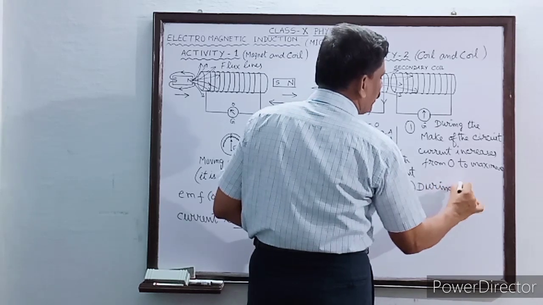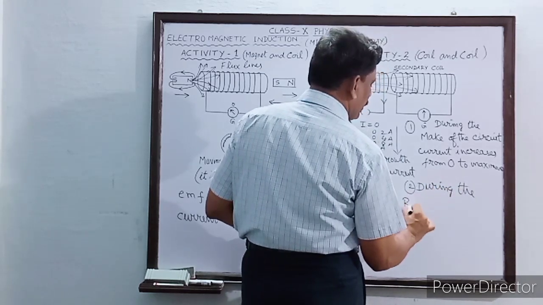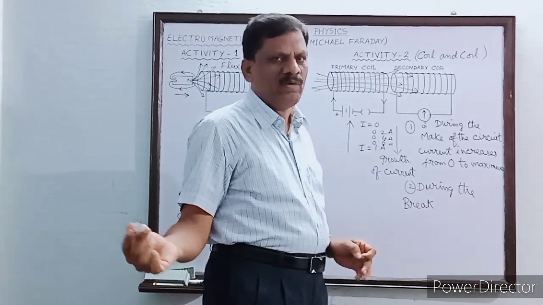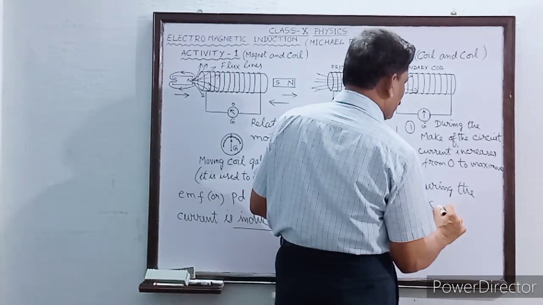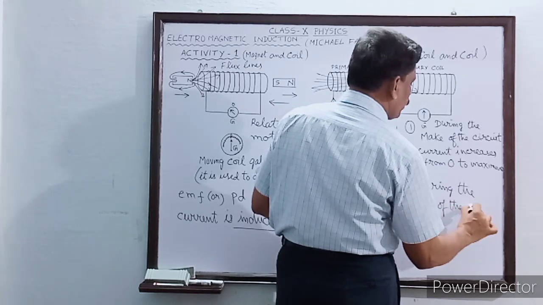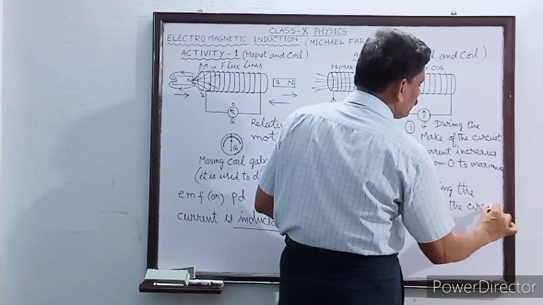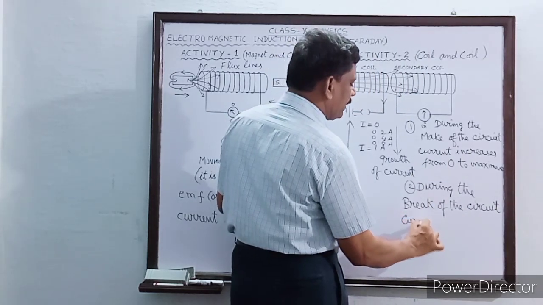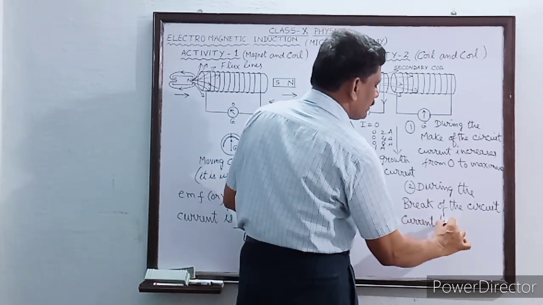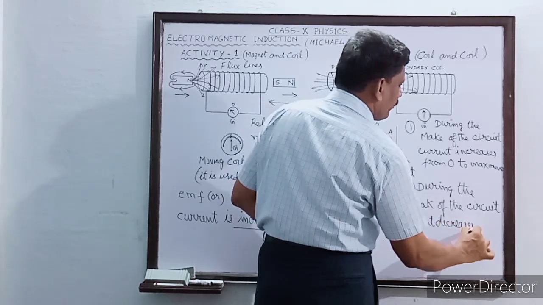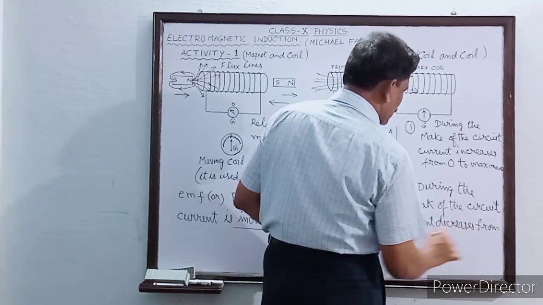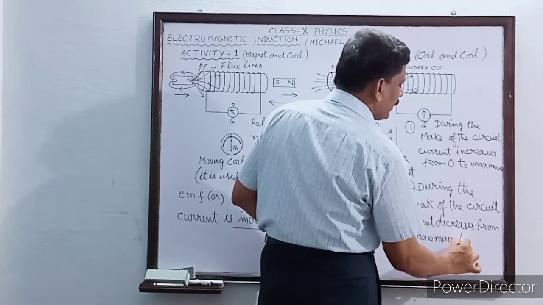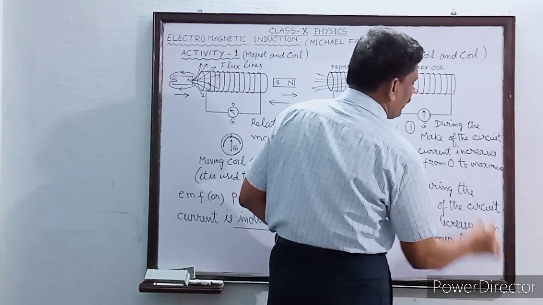During the break of the circuit. It means what? I remove the plug key now. I open it. So during the break of the circuit, the current decreases from maximum to 0. Are you understanding or not? It is a reverse of the previous step.